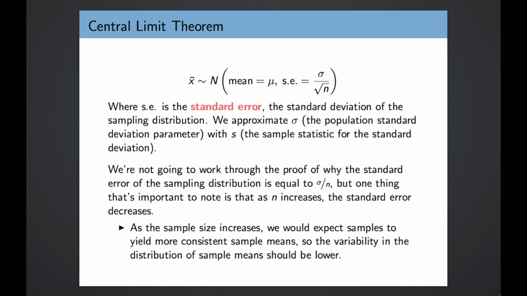I'm not going to talk about the proof of why the standard error of the sampling distribution is equal to this, but the thing that you should know is that as n increases, as we take larger and larger samples, the standard error decreases. So the sampling distribution is going to be this skinnier and skinnier normal distribution if we take bigger and bigger samples. As the sample size increases, samples are going to give us more consistent sample means, and the variability in that distribution is going to be lower, so the distribution is going to be tighter around the true population mean. This is why it matters to us to take big samples from the population. Bigger samples give us more consistent estimates, and we think that that's better overall.